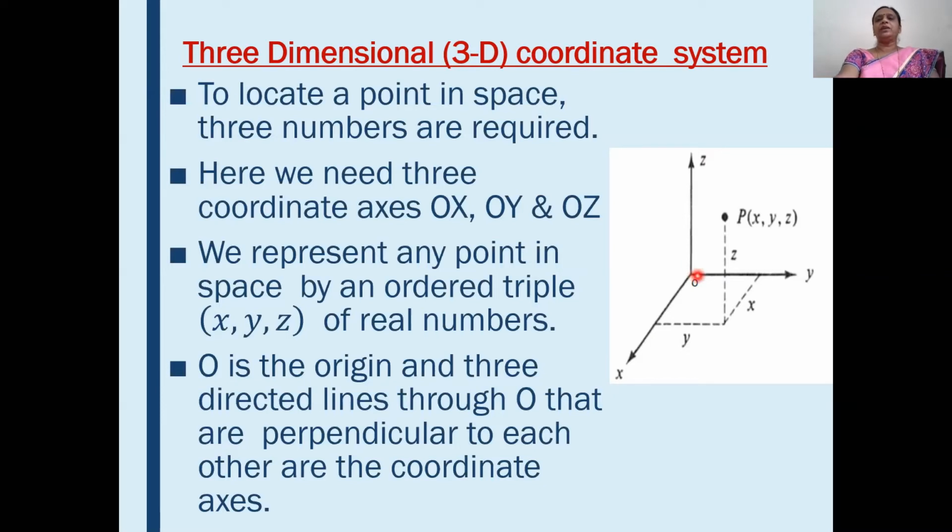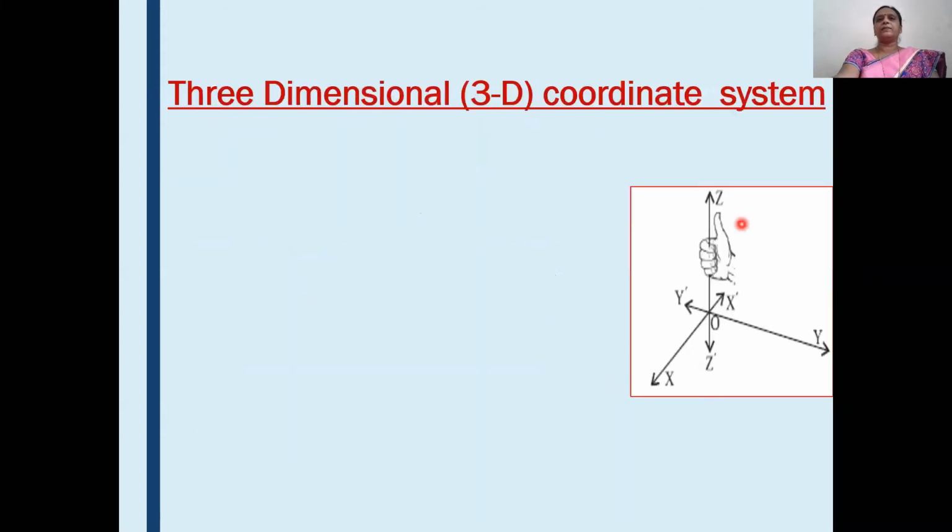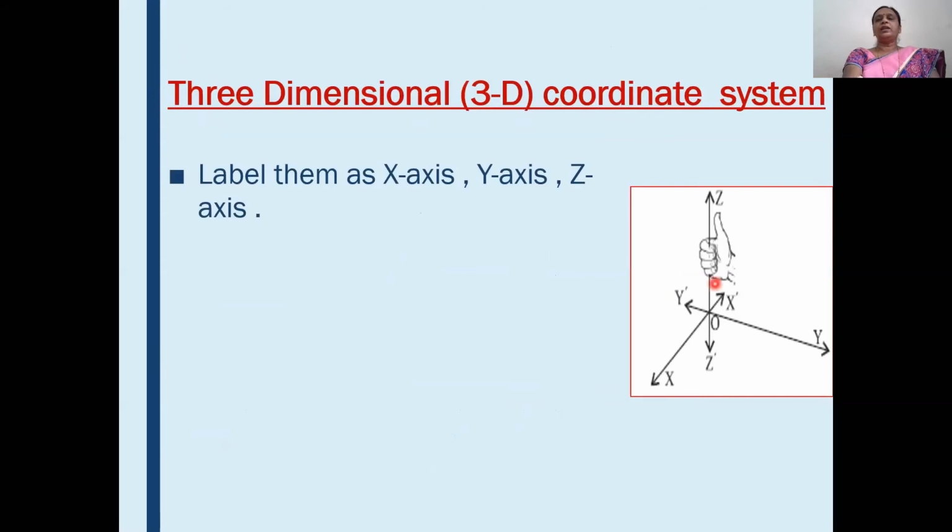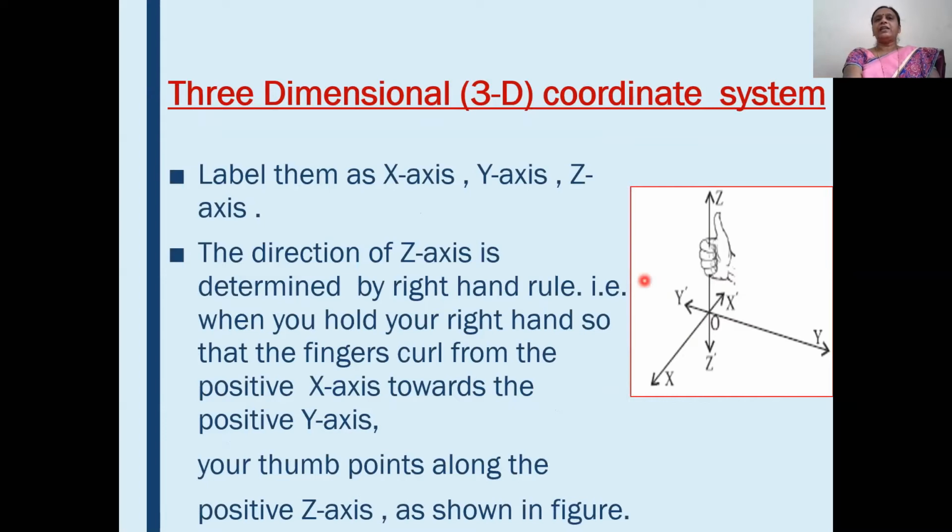That is, these axes OX, OY and OZ are perpendicular to each other at the origin. In this way, you can locate the point P (x, y, z) in space where x, y, z are real numbers. Now, see here, we label these axes as the X, Y, Z axes. The direction of this z-axis is determined by the right hand rule. That is, when you hold your right hand so that the fingers curl from the positive x-axis towards the y-axis and your thumb points along the z-axis, as shown in the figure.